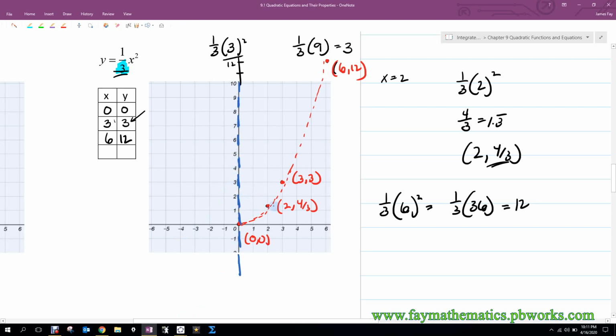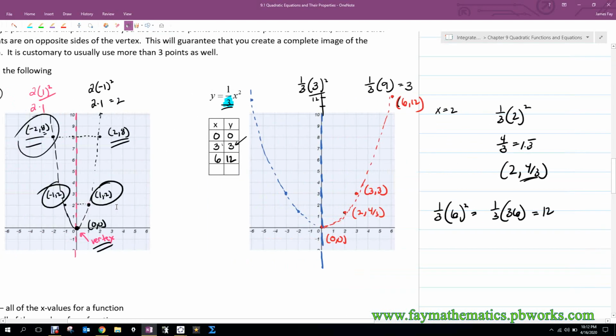if we were to fold on that blue dotted line, this point here at 2, 4/3 is going to go to -2, 4/3. This point here at 3, 3 is going to go to -3, 3, and this will go from 6, 12 to -6, 12. And now if I do that and connect that with a smooth curve, with the blue and the red, you get the full parabola. Okay, so that's kind of the structure that we're going to use in graphing these things.